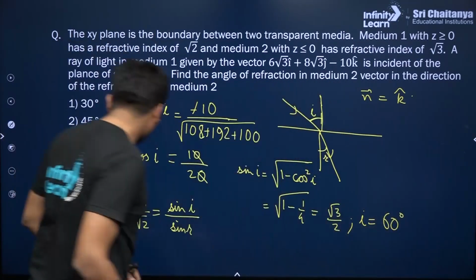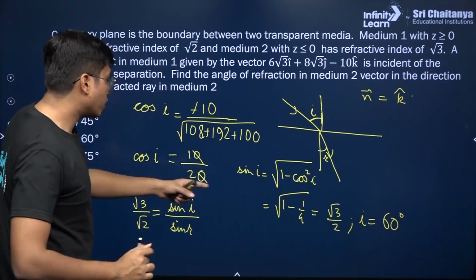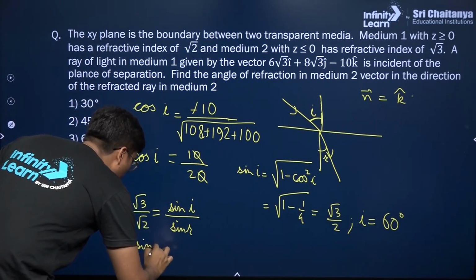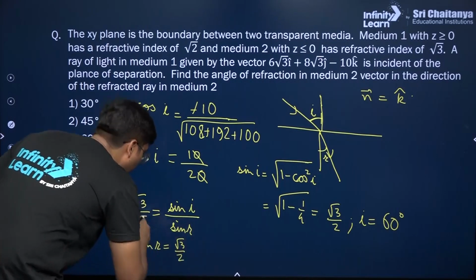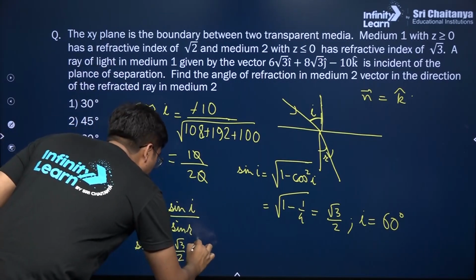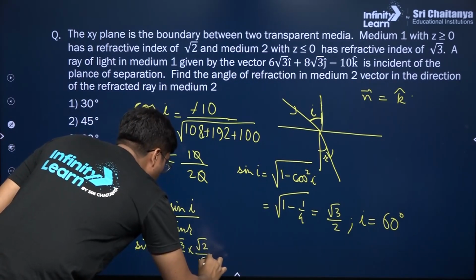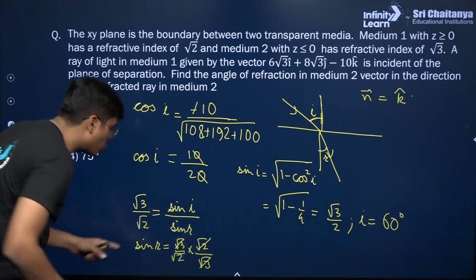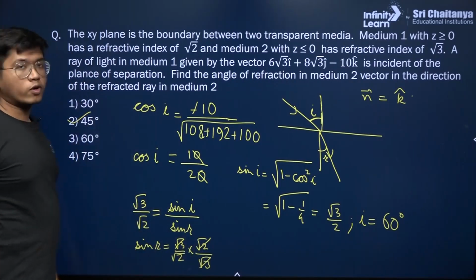Equal to 60 degree. So sin R is equal to sin I gives root 3 by 2. This cross multiplied there gives itself a root 2 by root 3. Root 3 cancels, to give you root 2. So sin R is 1 by root 2. So you know R has to be equal to 45 degree.